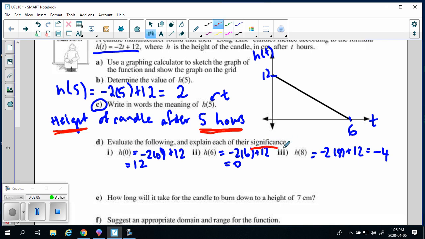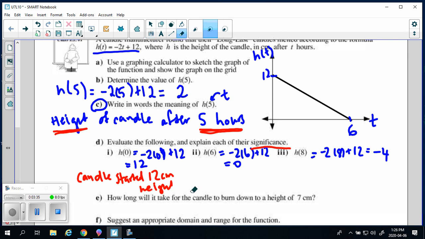So in the first example, what is their significance? They're asking you to interpret what this means. So h of 0 equals 12 means that at time 0, the height of the candle was 12. So you could say that the candle started at 12 centimeters high. The key is understanding that if t is 0, that is the very, very start of the experiment.